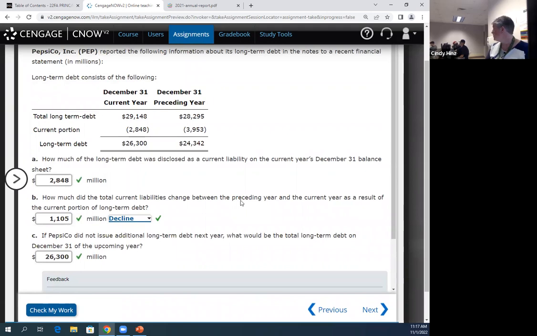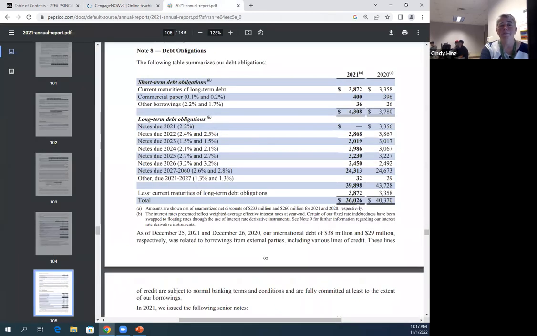And so that's an important knowledge and important skill to understand: how do I read this? What is this information telling me? Again, on their balance sheet, we only see these two big numbers.